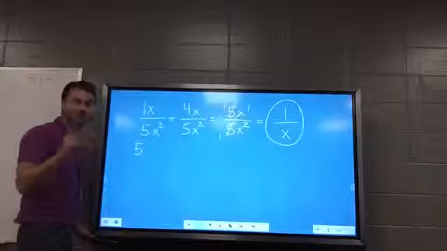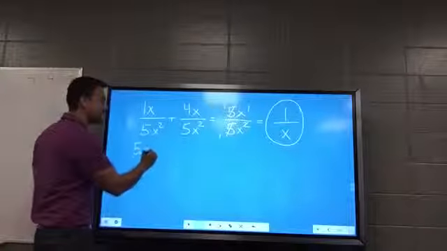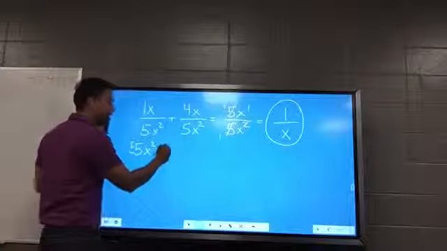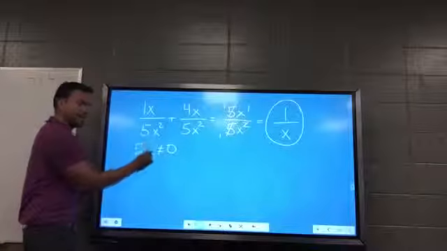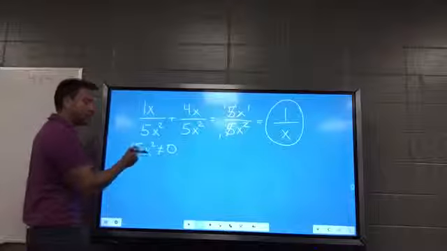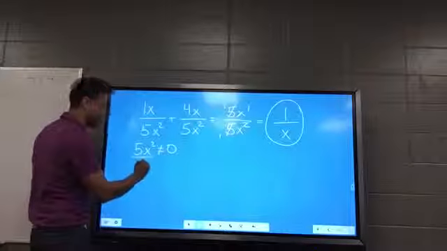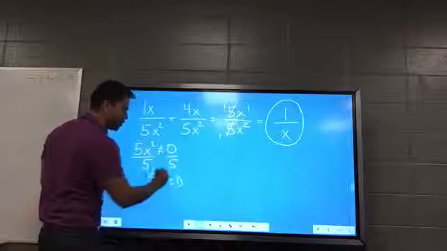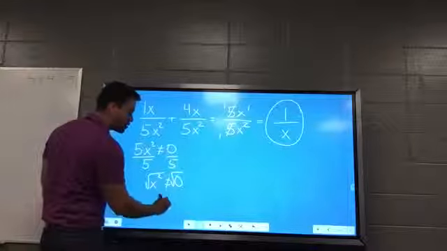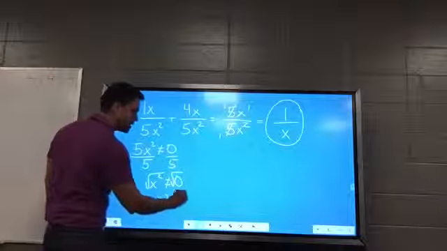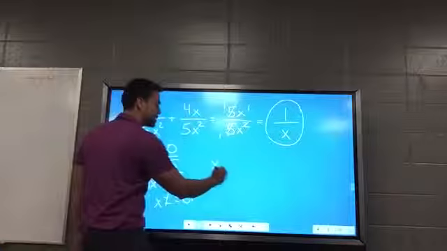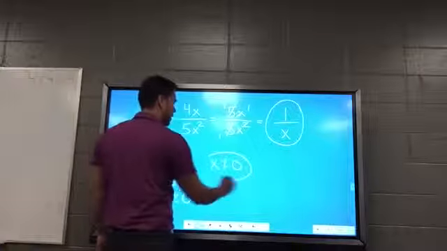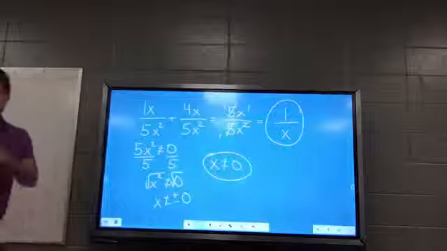You say plus or minus the square root of 0. Yes, because 5x squared cannot equal 0. Do you guys agree with that statement? I agree with that. So how do you find out what x can't be? You divide both sides by 5. You get x squared cannot equal 0. You square root both sides. Remember how many answers you technically get? Plus or minus 0. So x cannot equal 0, whether positive or negative.